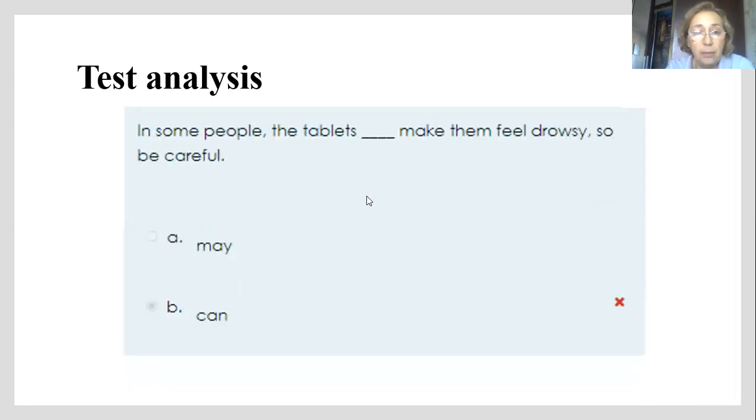The next slide also shows a sentence with modal verbs. In some people, the tablets make them feel drowsy, so be careful. They will just make you feel drowsy for sure. There's a high possibility. That is why it's better to use may, because the doctor says, so be careful. So it will probably cause feeling drowsy.